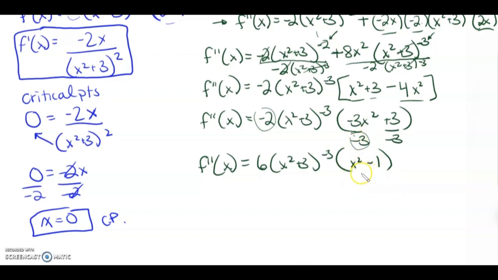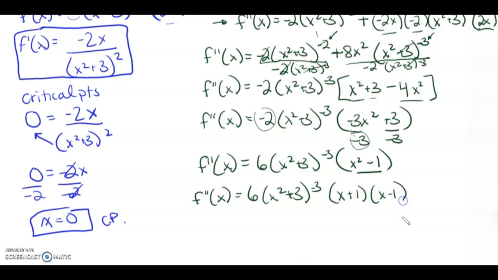Okay, even more factoring. This x squared minus 1 is a difference of squares. So let's go ahead and do difference of squares for that. I'm going to write these first two terms as they are: 6 times (x squared plus 3) to the negative 3. And then we have (x plus 1)(x minus 1). Okay, this is going to be fully factored.